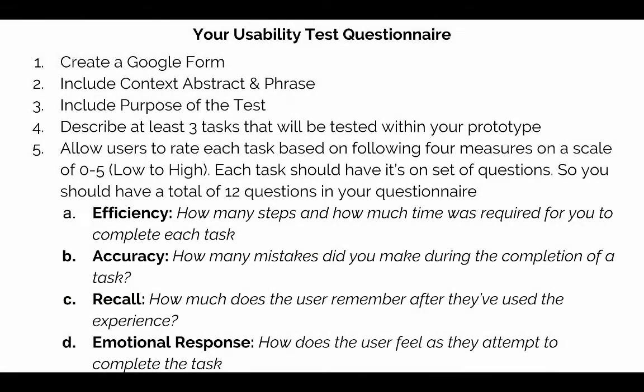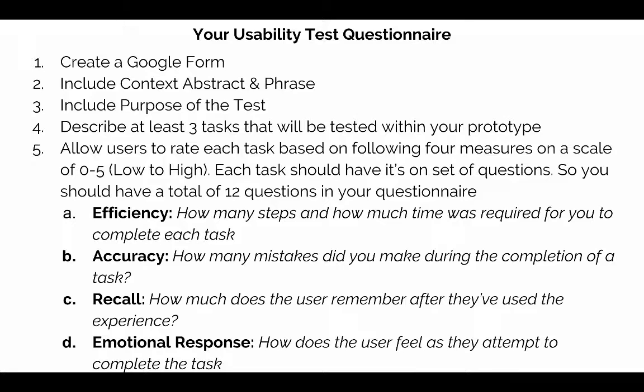For the final project, each of you will have to create and participate in a usability test or user test. Each of you will create a usability test questionnaire using Google Forms. In the heading of that document, you will include your context, abstract, and phrase, and the purpose of the test. You want to then provide your partner with some information about the 3 tasks you want them to perform during the user test. An example could be take a picture, or make a purchase, or find a recipe.